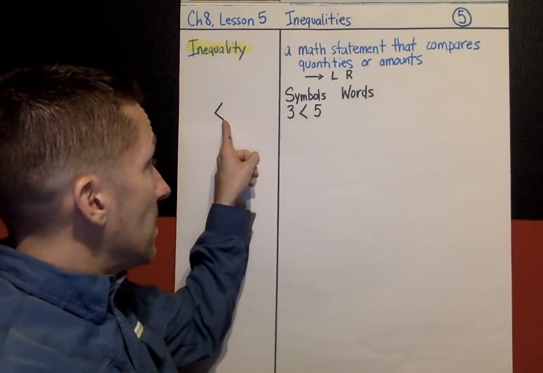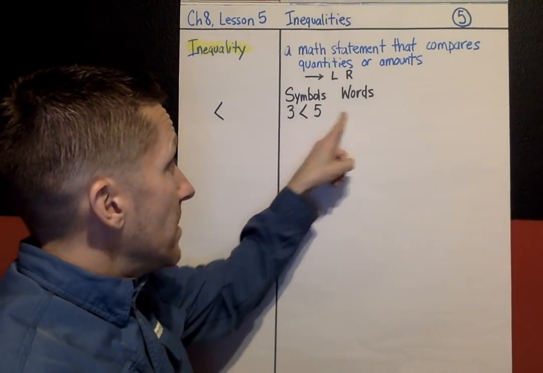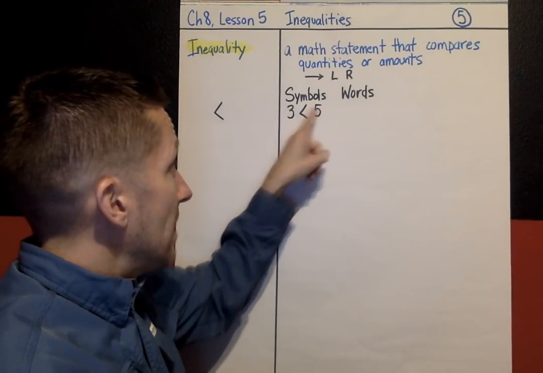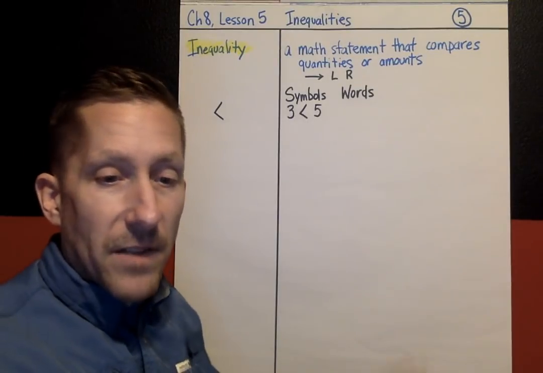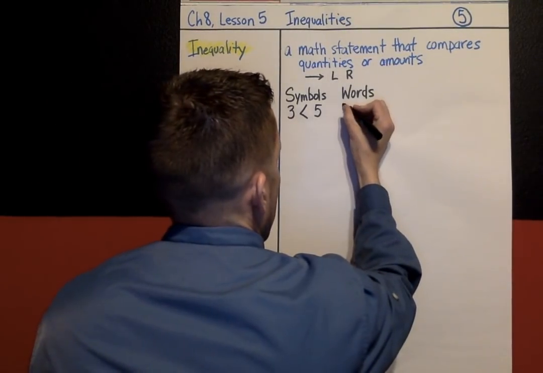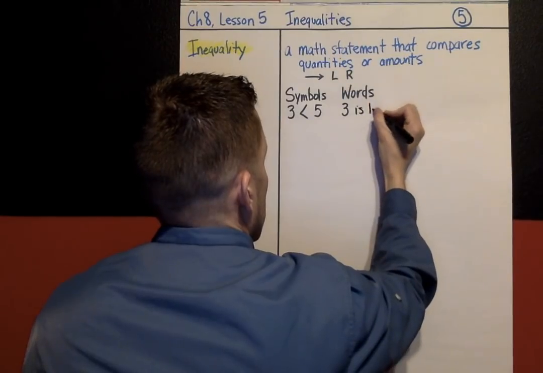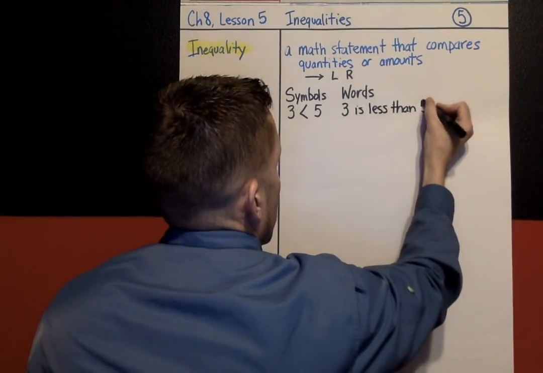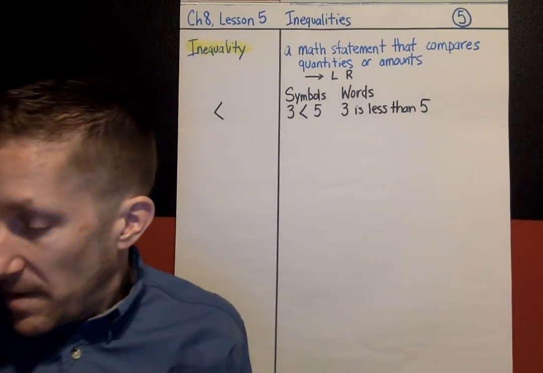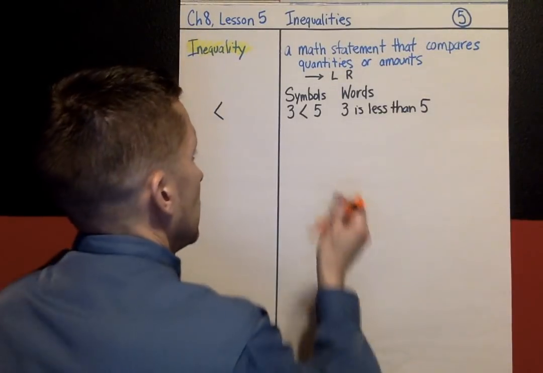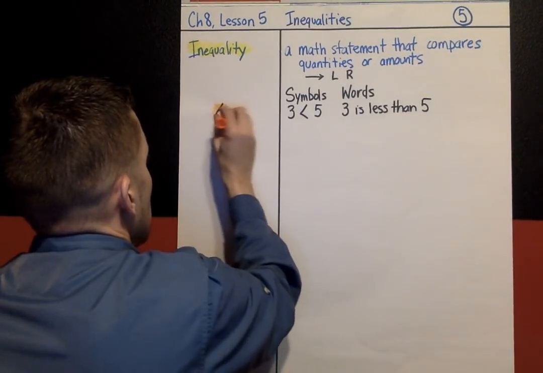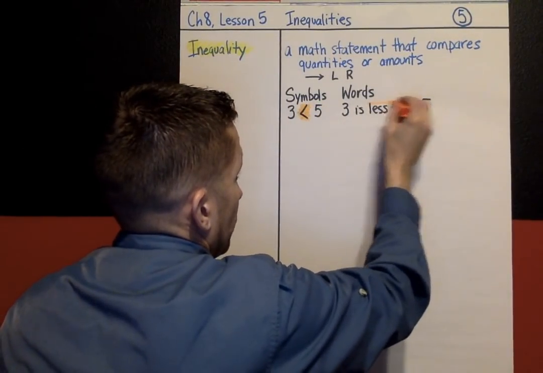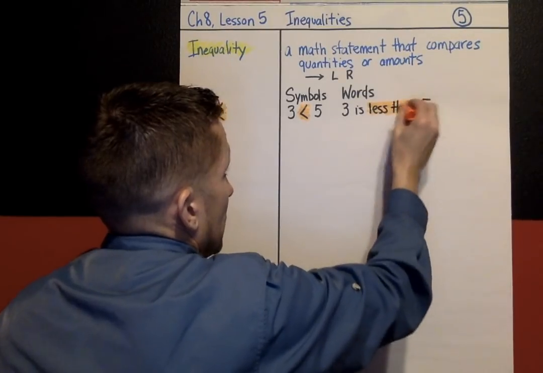So for this inequality, here it is as a symbol. Now in words, if I were to read this across from left to right, 3 blank 5, the only thing that works in that sentence is 3 is less than 5. So this symbol, that inequality, is less than. So that inequality, here it is as a symbol, and it means less than.